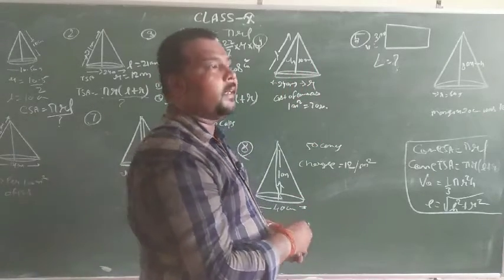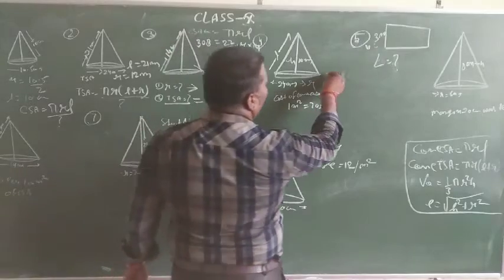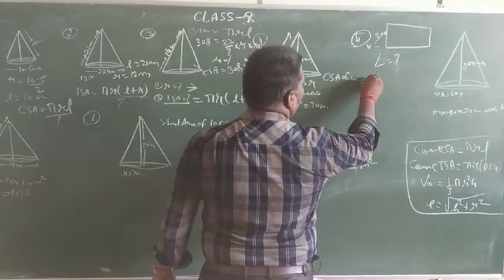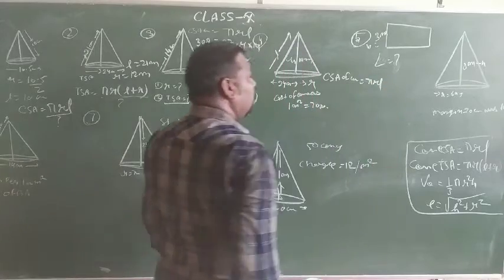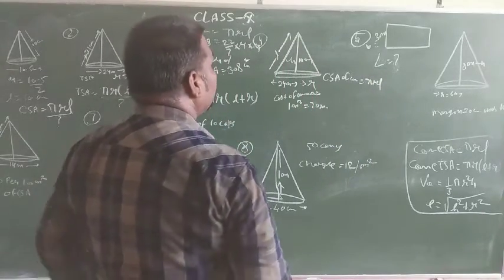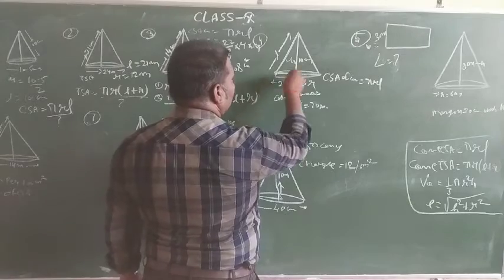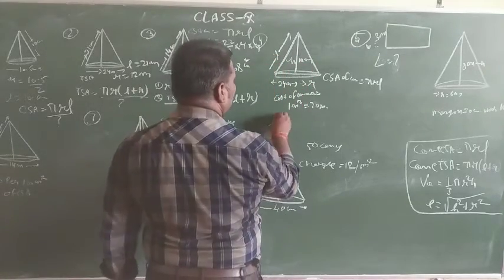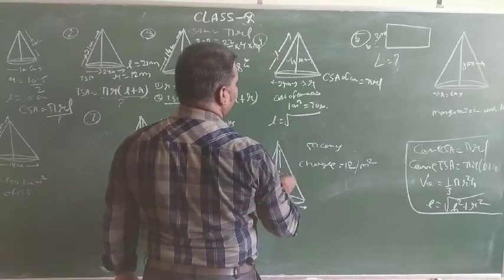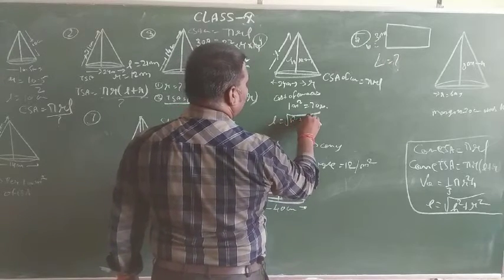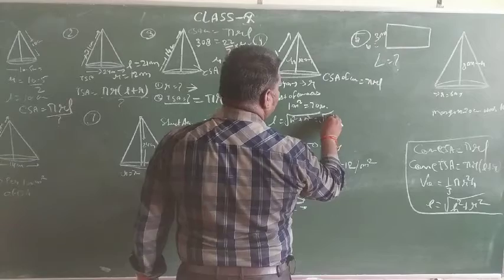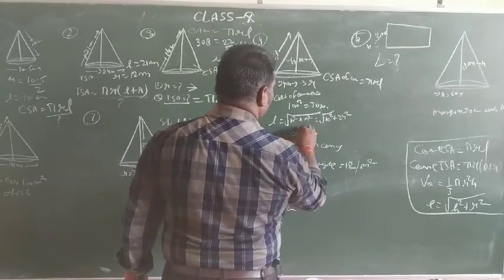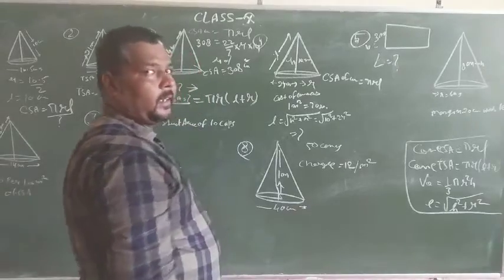So what do you find, TSA or CSA? We find the CSA of cone, which equals pi r L. But one major problem, students: here the radius and the height are given, but the slant height is not given. So at first you find the slant height. Slant height equals under root h square plus r square, that means 10 square plus 24 square. Simplify this and you find the slant height.